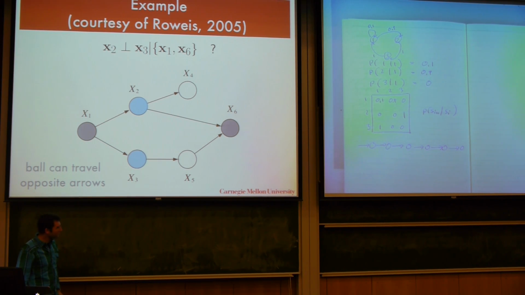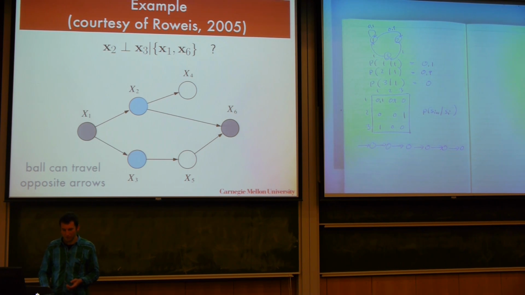So let's look at a specific example. Let's say we have those variables x1 through x6. And I want to know whether x2 and x3 are independent of each other given x1 and x6. Note that this entire set of variables doesn't have to cover all variables between 1 and 6. There can be some left out.